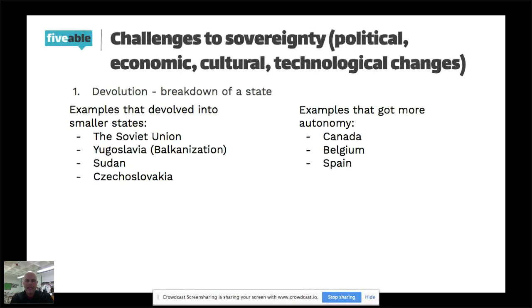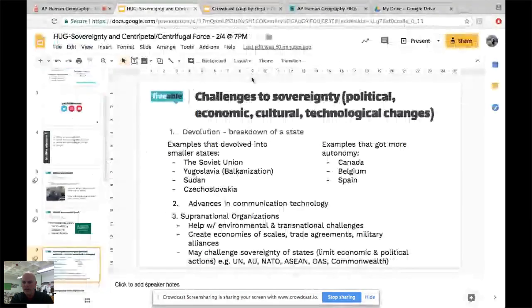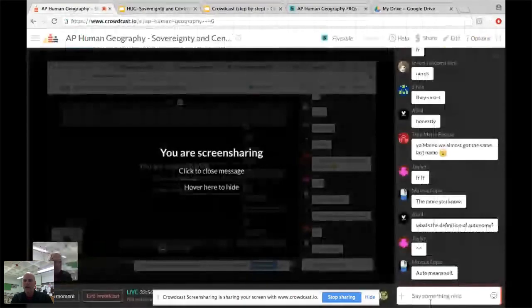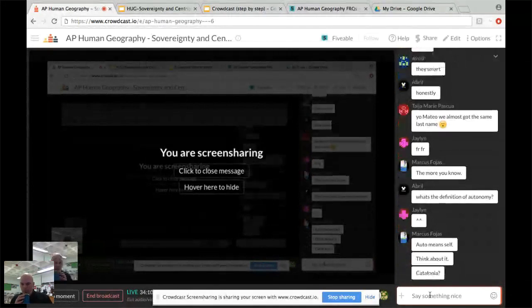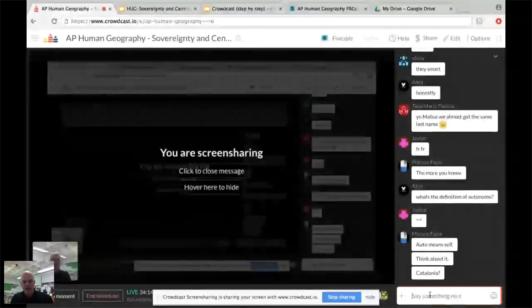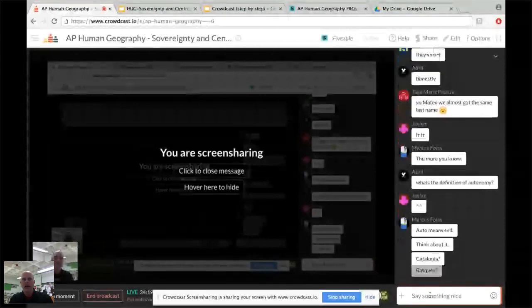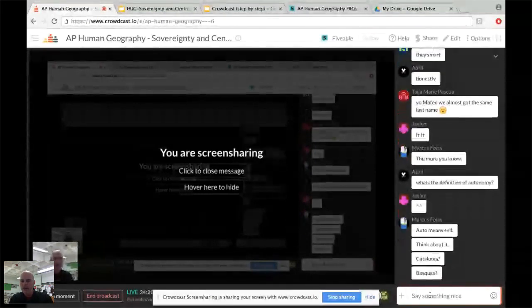In Spain, like in Canada, there are 2 examples of devolution. Can anybody give me either of the 2 examples of people in Spain that are trying to get more and more autonomy? Marcus, yes, that is one of them. Good stuff. Catalonia is one of them. Catalonia is a section of Spain in the northeastern part, and the Basques. That's right. Very good, Marcus.